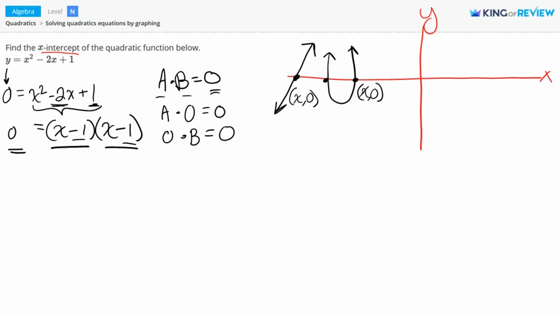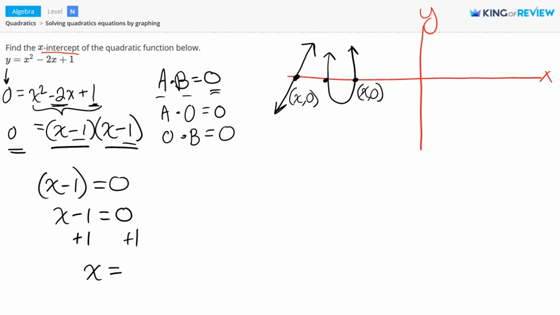Now these two terms are the same, so we only need to write it down once. So we have x minus 1 equals 0. We're setting the term equal to 0 and solving for x. So I'll add 1 on both sides, and I get x equals 1. So the x-intercept here is at 1. This means the coordinate is going to be (1, 0).